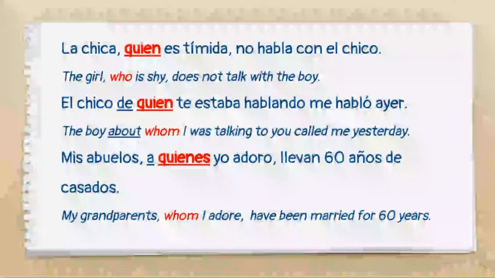And in this next one, I'm using it after a personal a, which is also a preposition. Mis abuelos, a quienes yo adoro, llevan 60 años de casados. My grandparents, whom I adore, but since I adore them, I use a personal a there, have been married for 60 years.